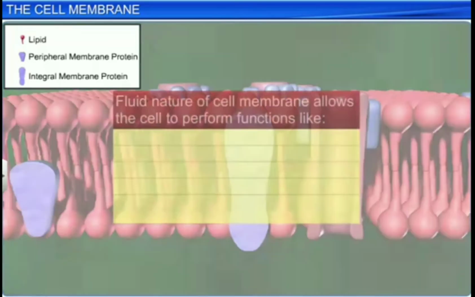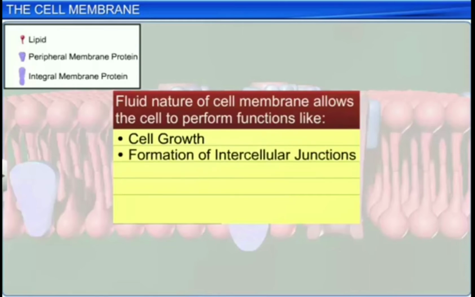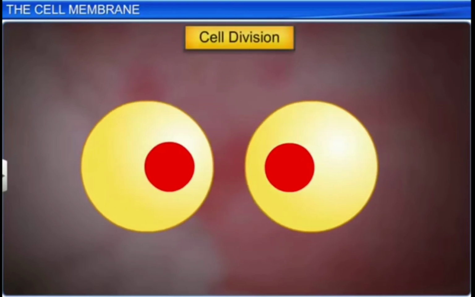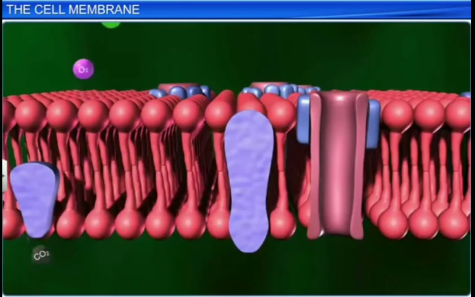The fluid nature of the membrane also allows the cell to perform important functions such as cell growth, the formation of intercellular junctions, secretion, and cell division. All these functions require flexibility in the membrane. For instance, during cell growth and cell division, the membrane has to extend. The cell membrane also guards the entry and exit of different molecules and ions in and out of the cell.